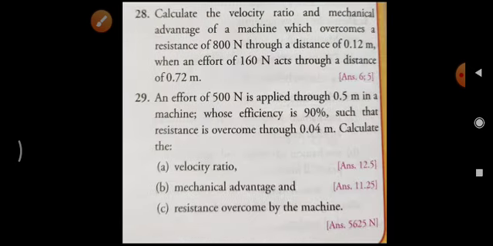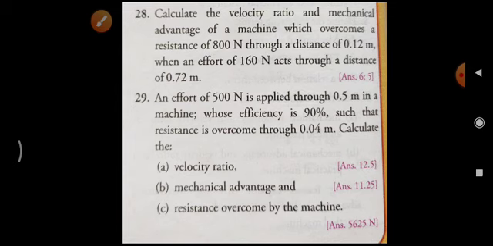Okay, the number 28 we have finished, I think this one. Then number 29. Okay. An effort of 500 Newton is applied through 0.5 meter in a machine. That means the distance moved by that effort of 500 Newton is equal to 0.5 meter.